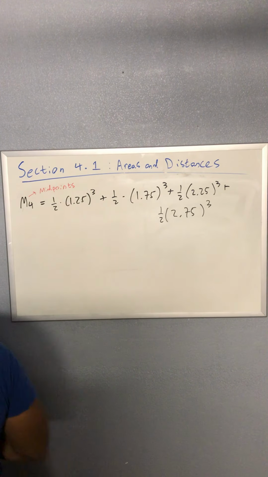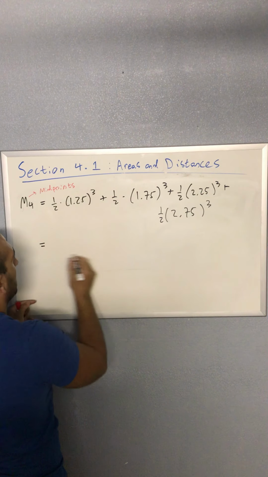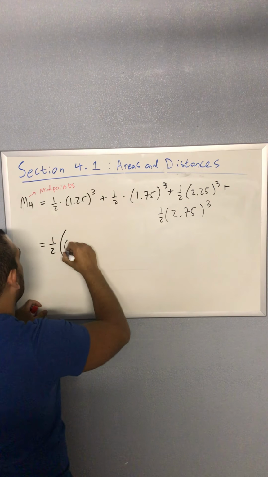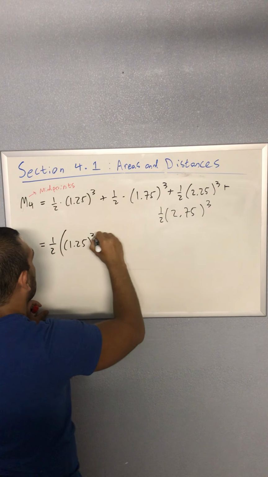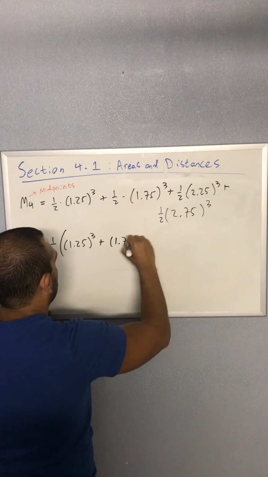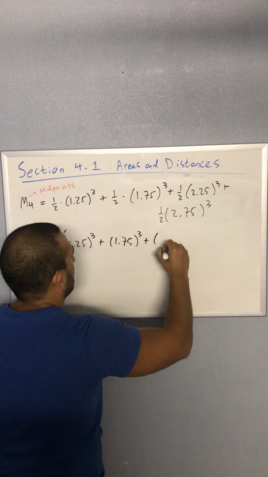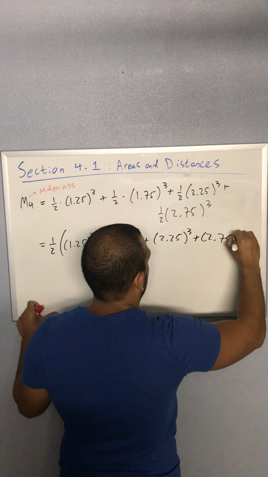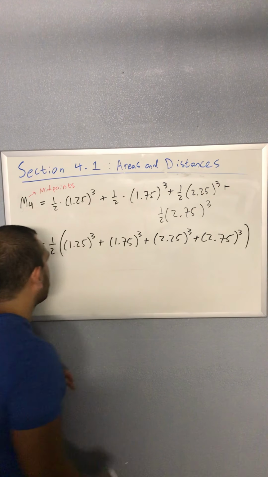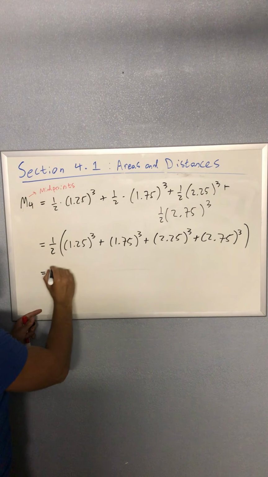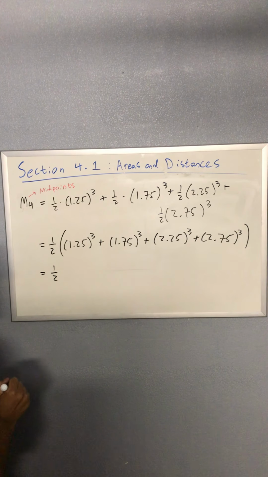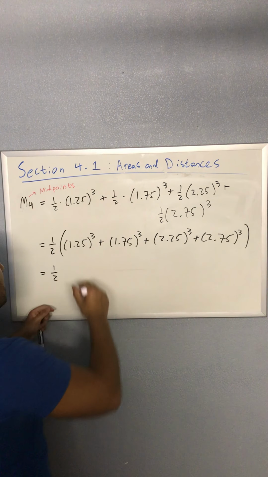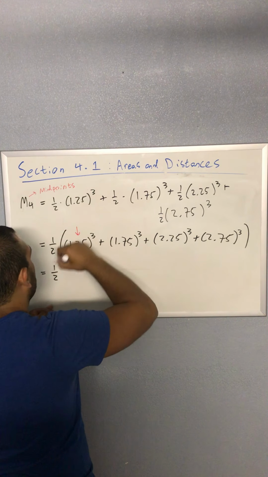We can see that again using algebra. We can just pull this 1/2 out because it's a common factor in everything. And this is just 1.25 cubed plus 1.75 cubed plus 2.25 cubed. And then notice this is exactly what we were writing in general, like at the beginning of the lecture.